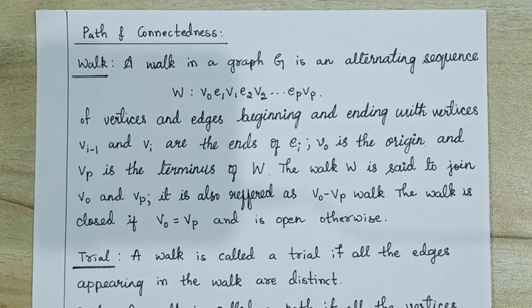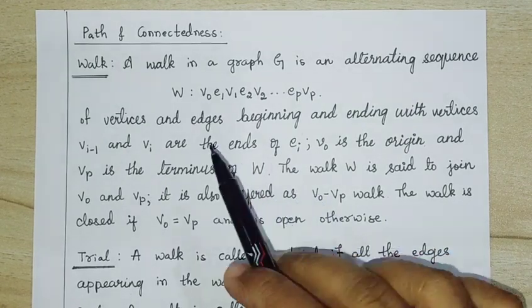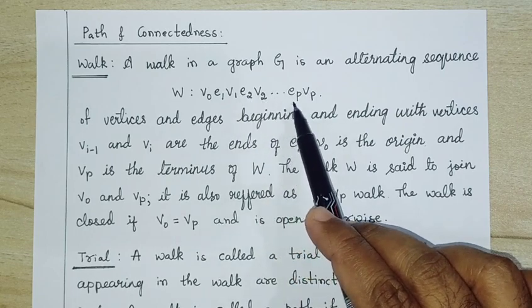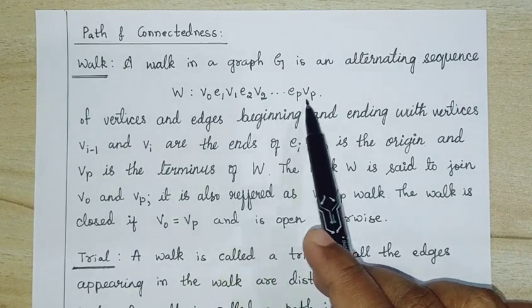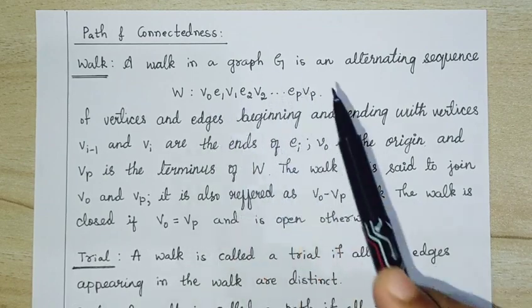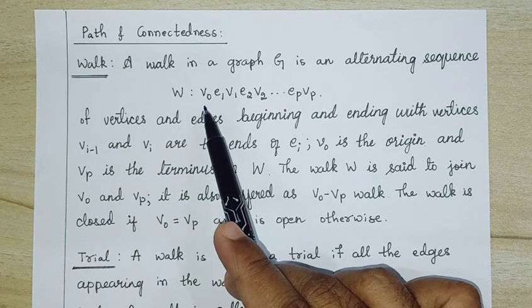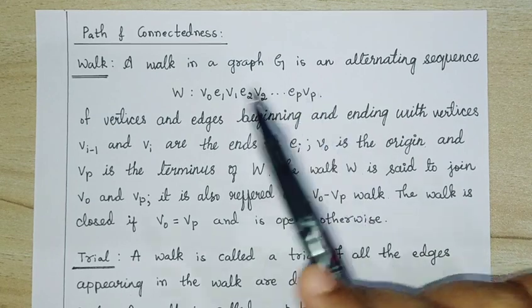Okay, so let us define a walk. A walk in a graph G is an alternating sequence W equals V0, E1, V1, E2, V2 and so on, EP and VP. So this is a walk. Here V0, V1, V2, VP are all vertices, and E1, E2, EP are all edges. And here V0 is the starting point of the walk, and VP is the terminus of the walk W.